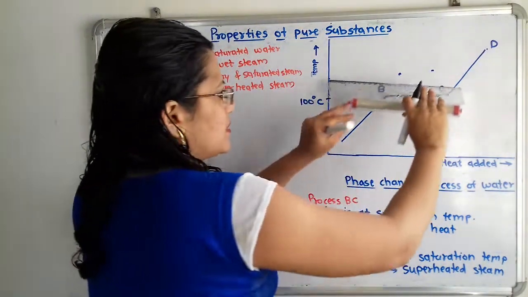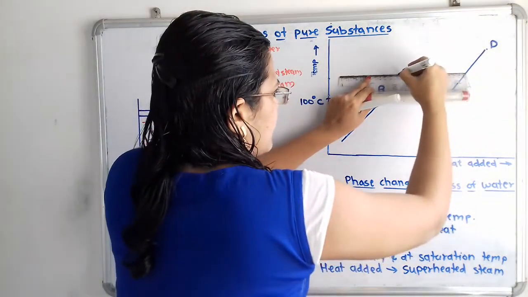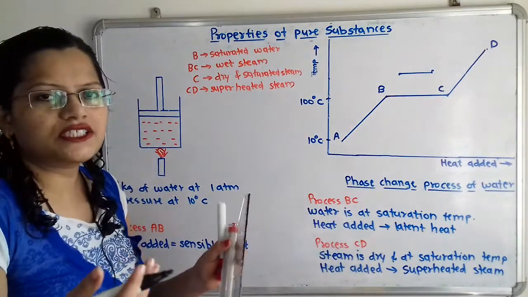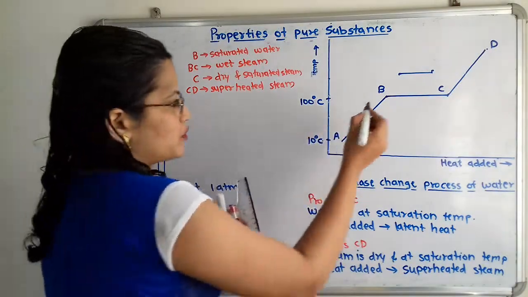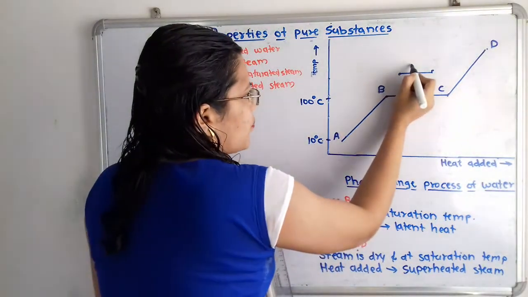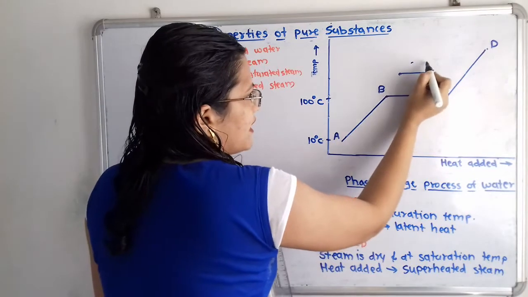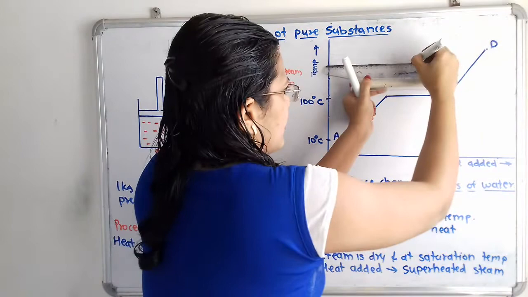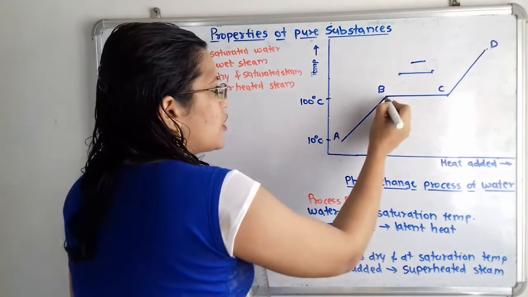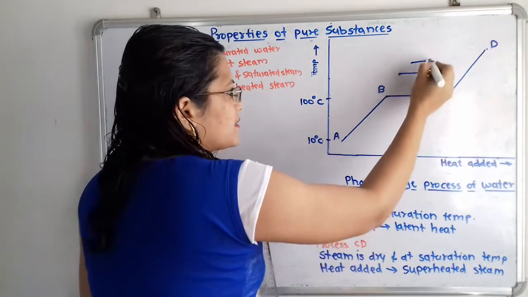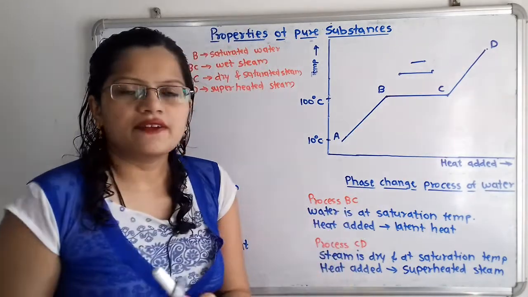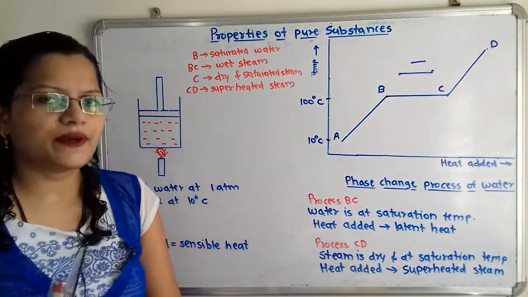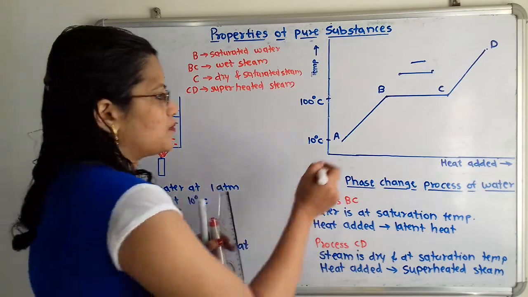So I will join this point B and C at the increased pressure. Then suppose we increase the pressure to 100 times atmospheric pressure, then again this point B will shift towards the right hand side and this point C will shift towards the left hand side. So again we will join. So if we join all these points B as well as all these points C, then we will get the saturated liquid line as well as the saturated vapor line. So we will join these points.